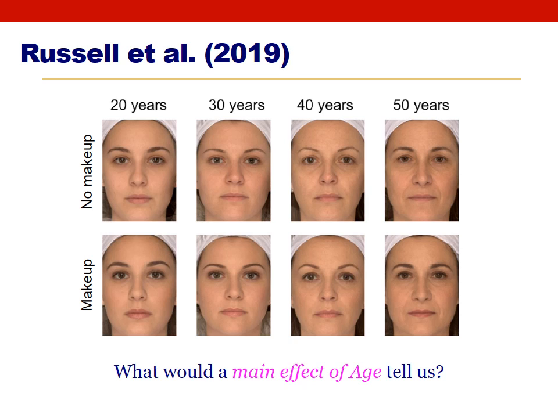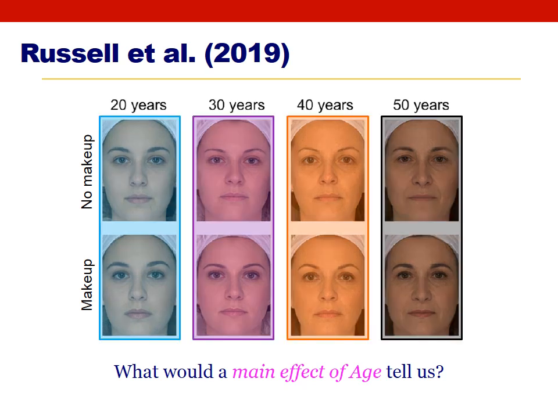Our other independent variable is age. We have 4 age groups here. So to look for a main effect of age, what we're going to have to do is create a marginal mean for each of the 4 age groups.